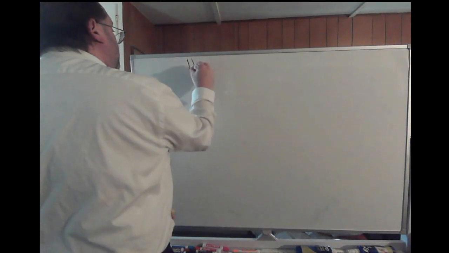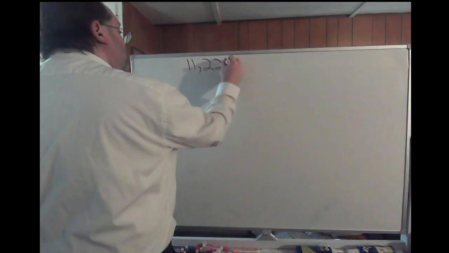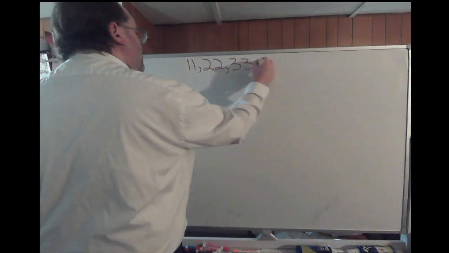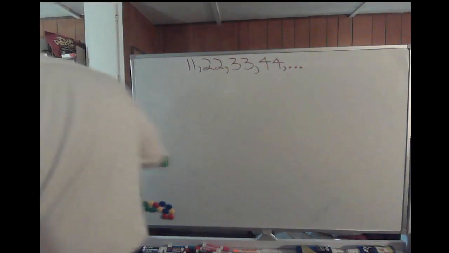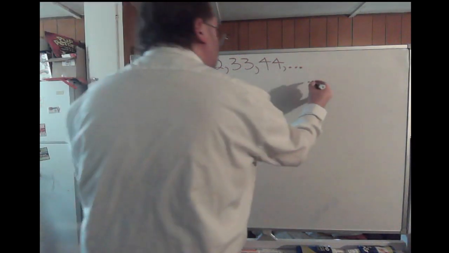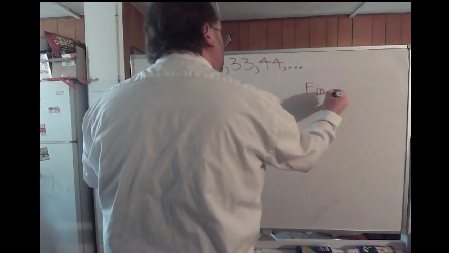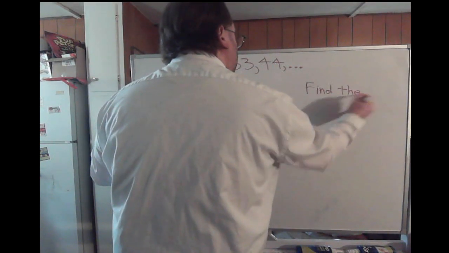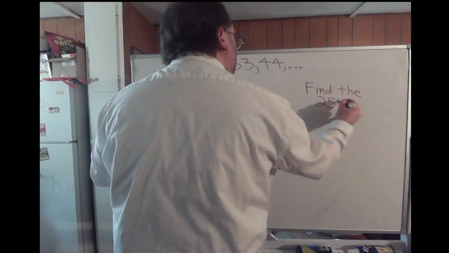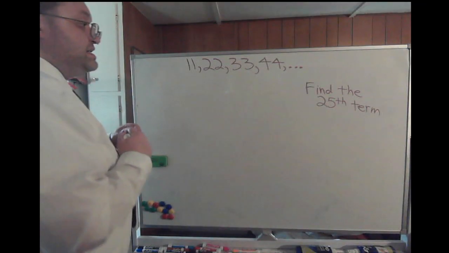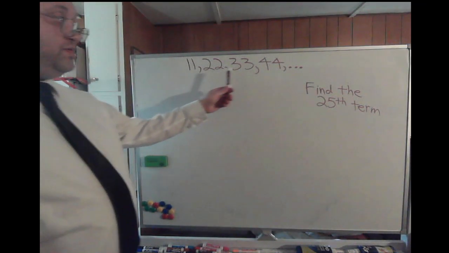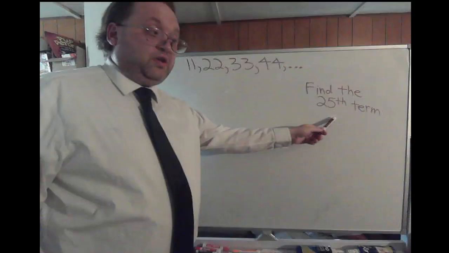All right. We have 11, 22, 33, and 44. Then it just keeps on going. They want you to find the 25th term. Well, so we have another arithmetic sequence of 11, 22, 33, and 44. They want you to find the 25th term.